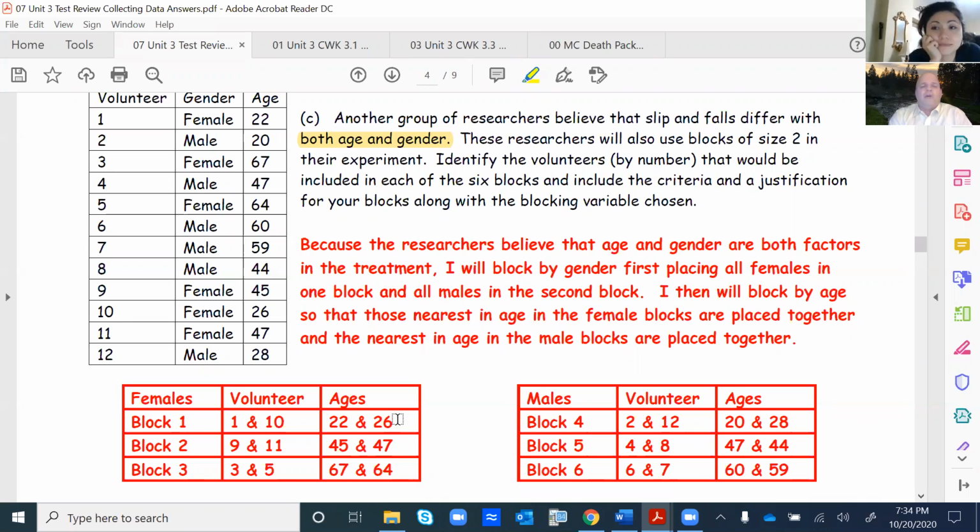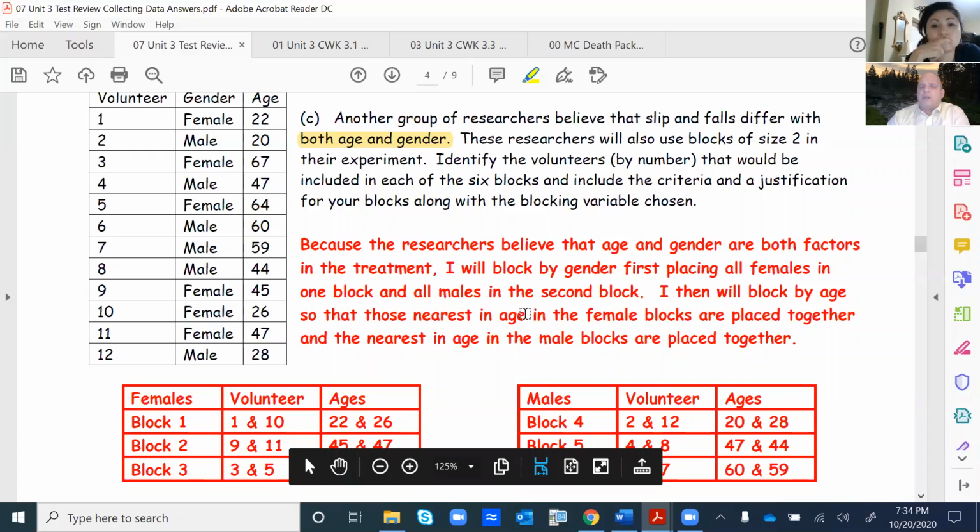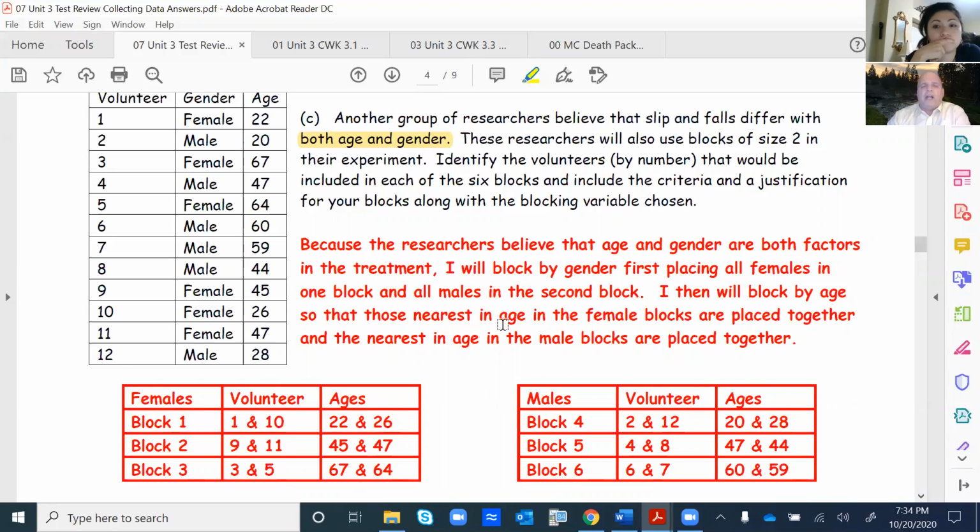So they could have said volunteer 1 and 10, and they called it block A. And then the same with 9 and 11, and they just put a B over it. It just makes things really easy. Or if you use Roman numerals, that's fine as well. But just make sure that you box them off like that. It's really easy for us to see, really easy for us to grade. But you do have to put the explanation above as to what you blocked on. And you blocked on the variable that they believe will have the greatest impact.